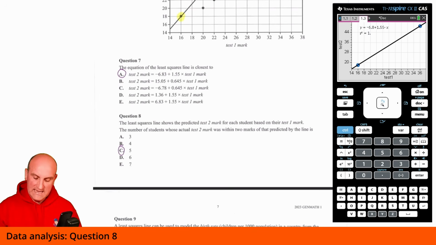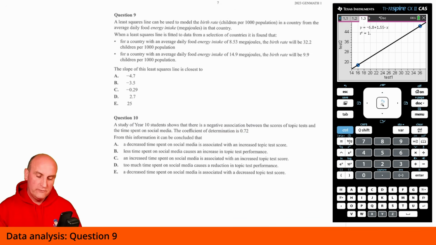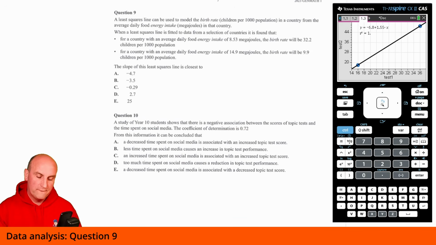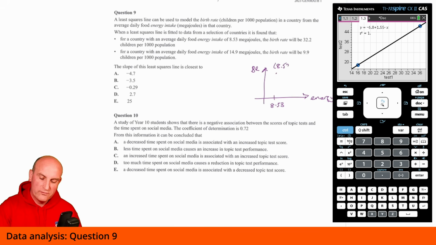So C, yes. The least squares line can be used to model the birth rate population in the country from the average daily energy. So there's my energy, and there's my birth rate. It said when a least squares line is found out for a country with an average daily food intake of 8.53, the birth rate will be 32.2. So that's 8.53 and 32.2. And we got another one here, which is 14.9. And this one is only 9.9.